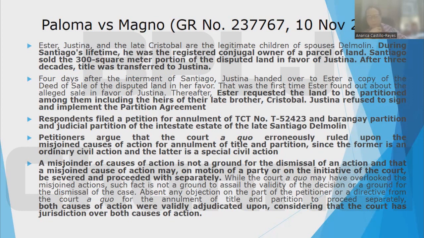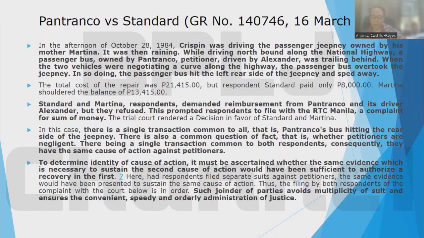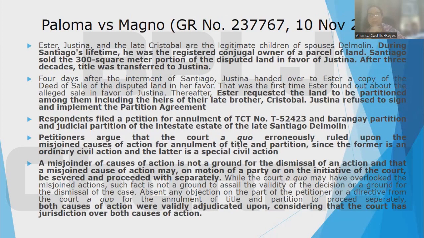The Supreme Court said a misjoinder of cause of action is not a ground for dismissal of an action, and that a misjoined cause of action may be severed and proceeded with separately. In this case, while the court may have overlooked the misjoined actions, such fact is not a ground to assail the validity of the decision or a ground for the dismissal of the case. Absent any objection on the part of the petitioner or a directive from the court for the annulment of title and partition to proceed separately, both causes of action were validly adjudicated upon, considering that the court has jurisdiction over both causes of action.